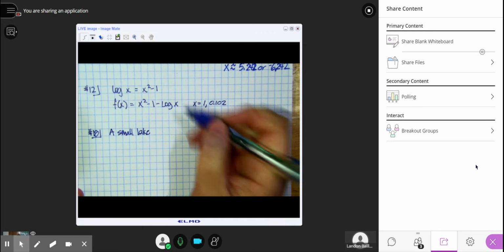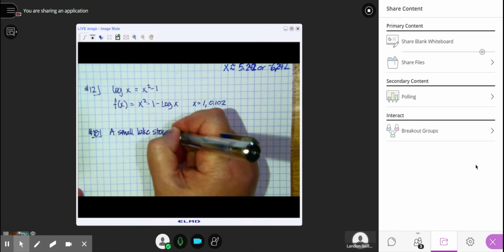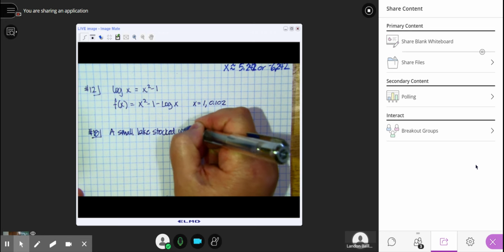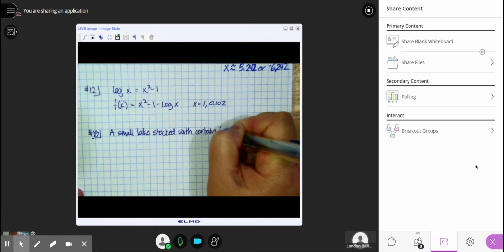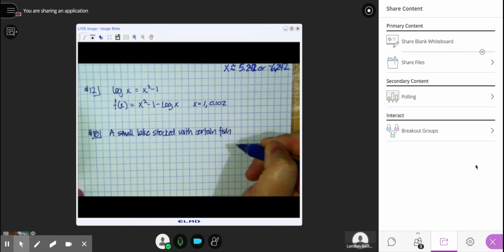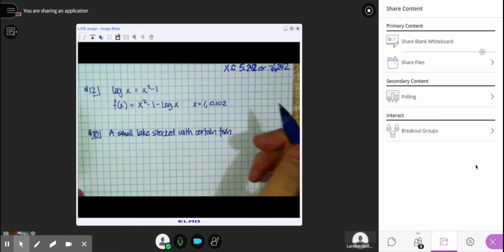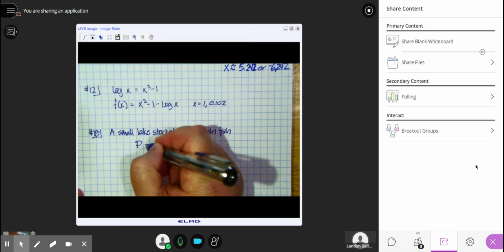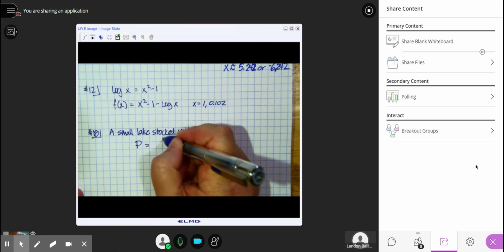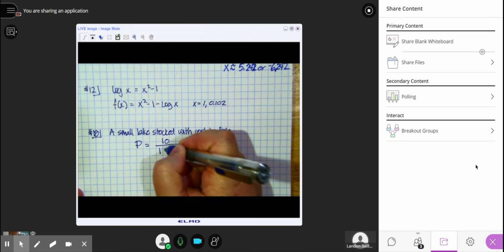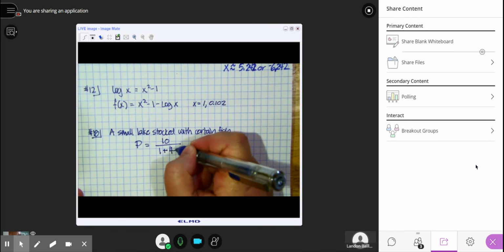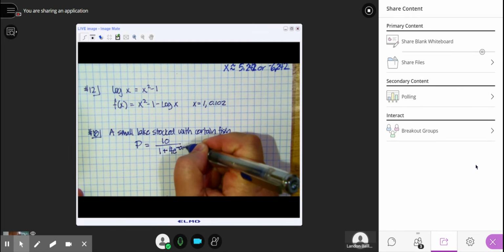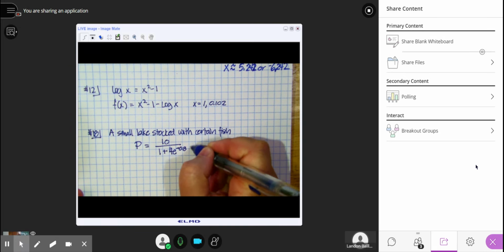Okay, a small lake is stocked with certain fish. The fish population is modeled by the function: the population is equal to 10 divided by 1 plus 4e to the negative 0.8t.